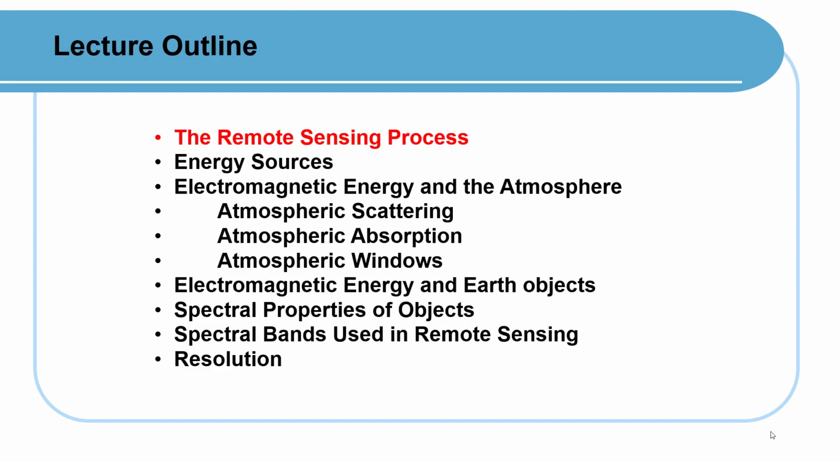In this lecture, we're going to talk about the remote sensing process, energy sources for remote sensing, and we'll talk about interference in the atmosphere related to the transmission of electromagnetic energy, specifically atmospheric scattering, atmospheric absorption, and atmospheric windows. We'll cover electromagnetic energy and interaction with Earth objects, the spectral properties of objects, and conclude with spectral bands used in remote sensing and a coverage of the 4 types of resolution.